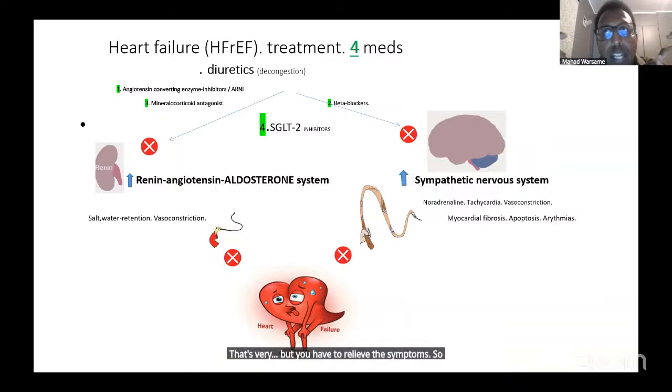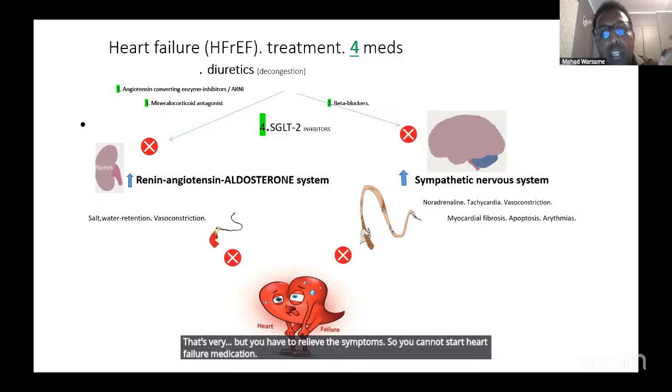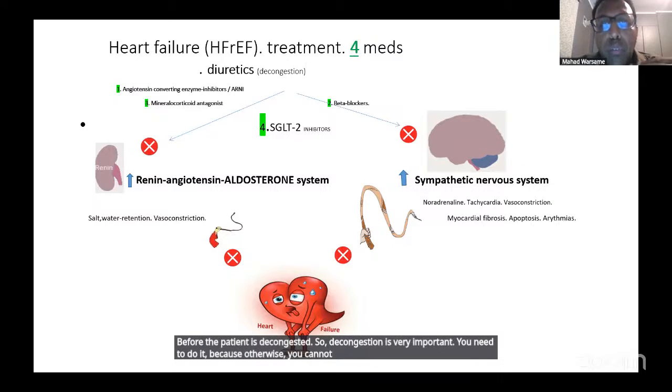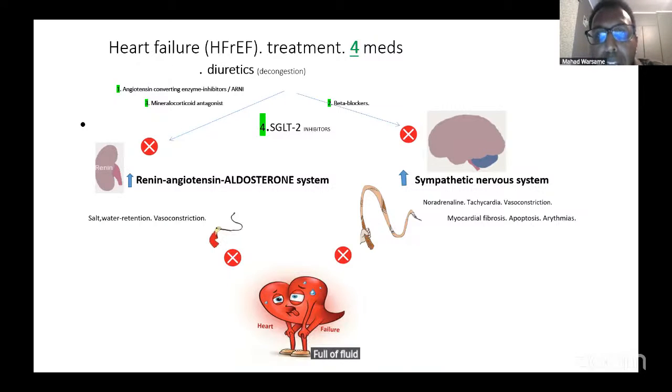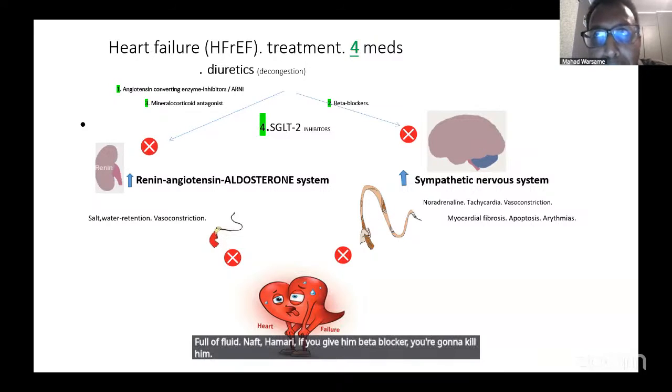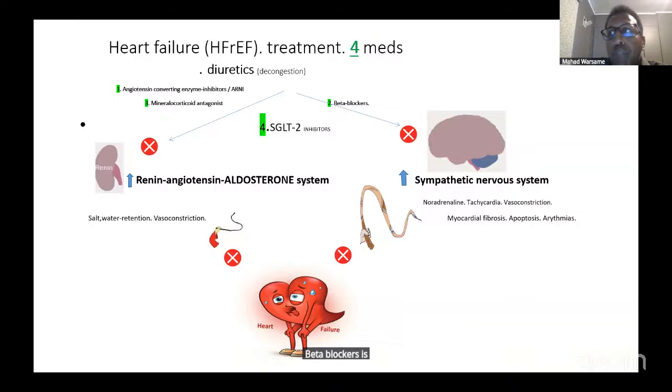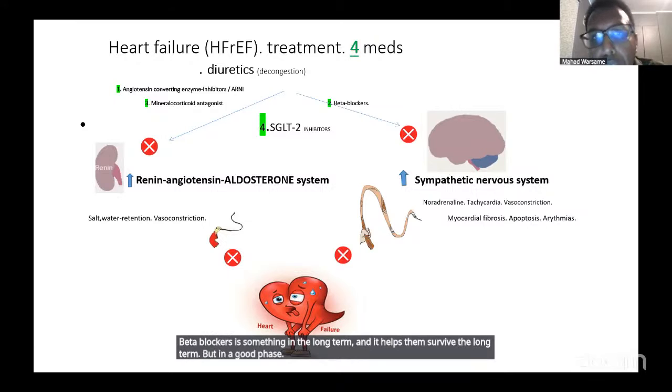So you cannot start heart failure medication before the patient is decongested. So decongestion is very important. You need to do it, because otherwise you cannot start. You will kill the patient. If you give a patient who has heart failure, full of fluid, a beta blocker, you're going to kill him. Beta blockers are not meant to be given in the acute phase. Beta blockers are something for the long term. They help them survive long term. But in the acute phase, forget beta blockers.